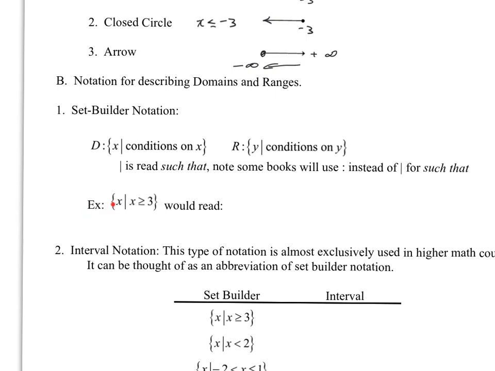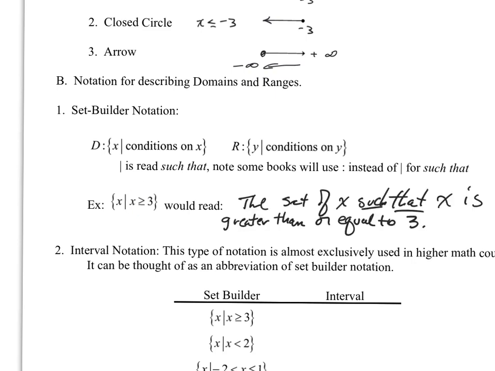So we might say, for example, this is the set of x such that x is greater than or equal to -3. So that's the way we'll say this, but we'll write it like this in set notation. So we might say the set of x such that x is greater than or equal to -3. So that's the way we would read that. So now we'll go on to interval notation.